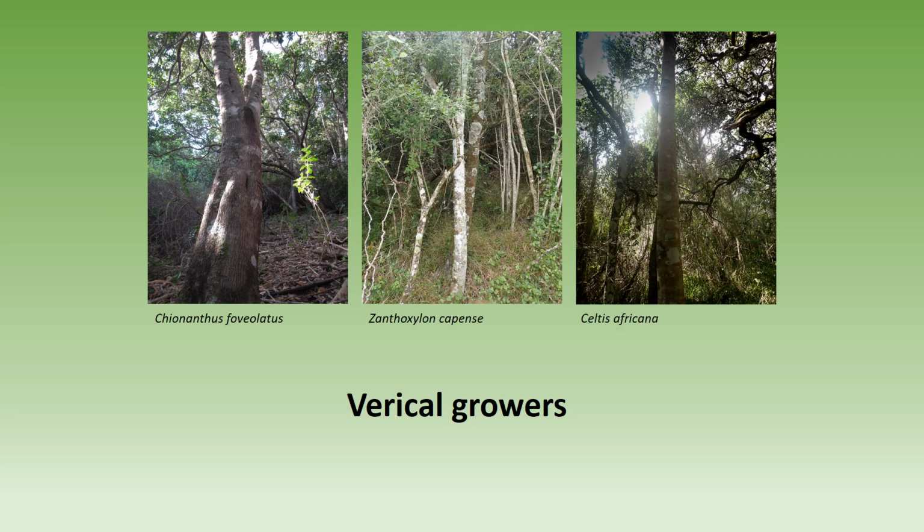Then the final growth form or architecture is what we would call typical trees, vertical growers. These are plants that grow upward. They have one or few stems. They are much, much taller than wide.